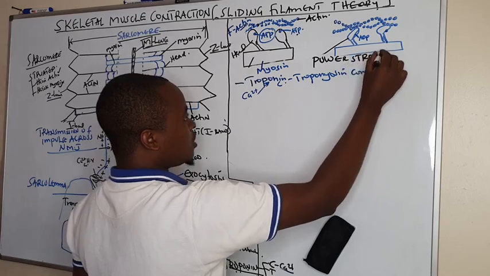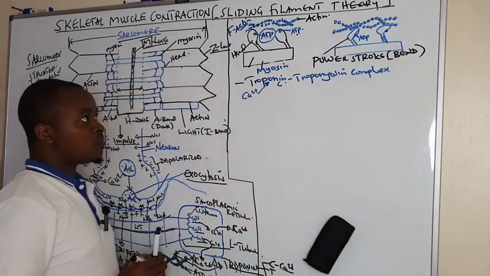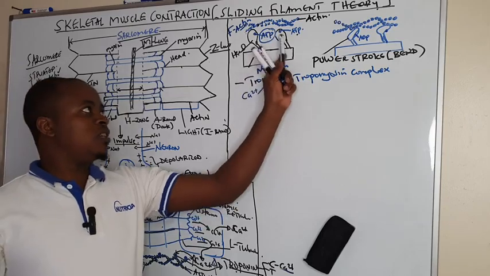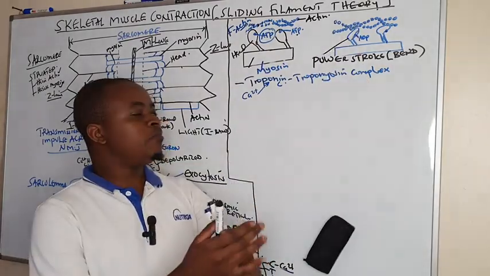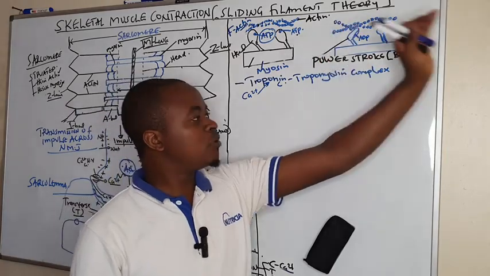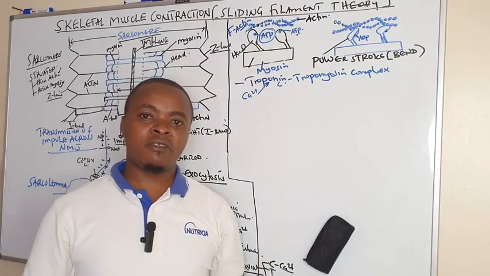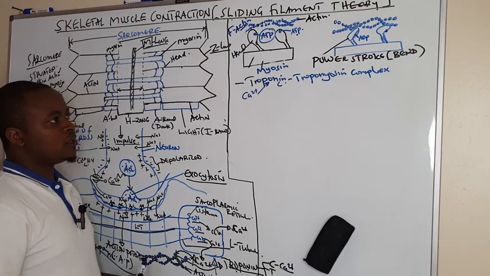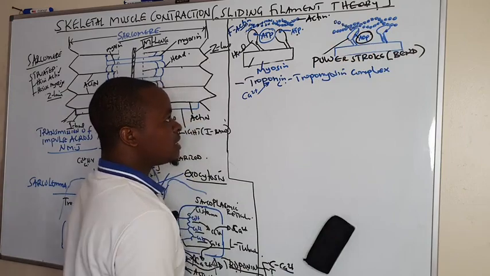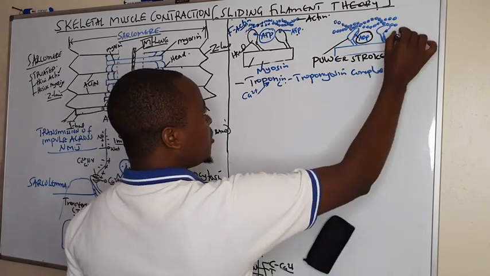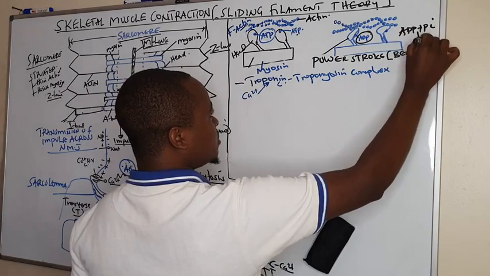And this power stroke causes the bending of the myosin head. So you can see this myosin head was straight, but when it binds on the F-actin site on the actin filament, it bends. And when it bends, it pulls along, or it moves along with the actin filament. And then at that end, we are going to release ADP, whereby ADP will bind again with inorganic phosphate to restore ATP.